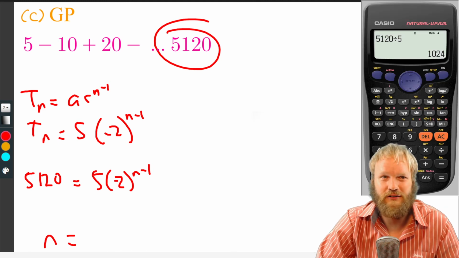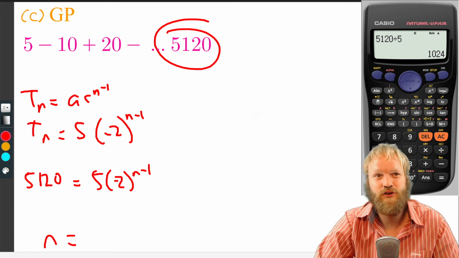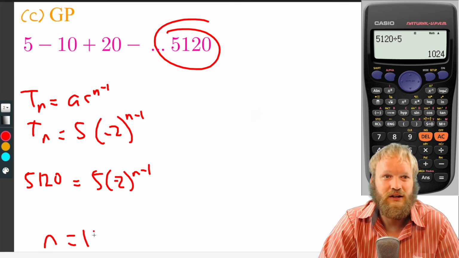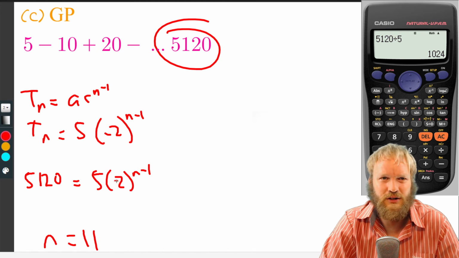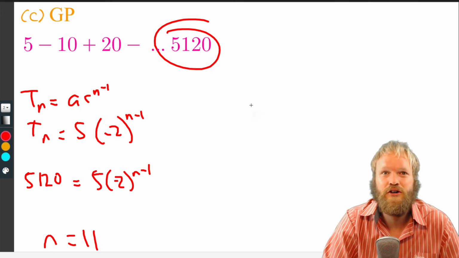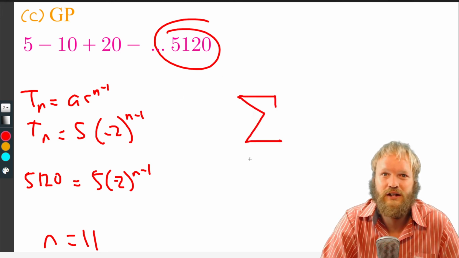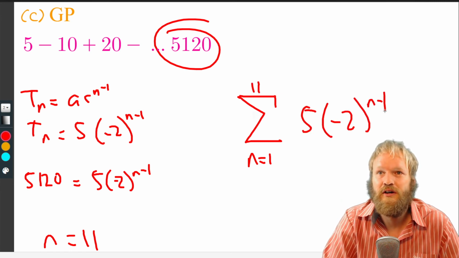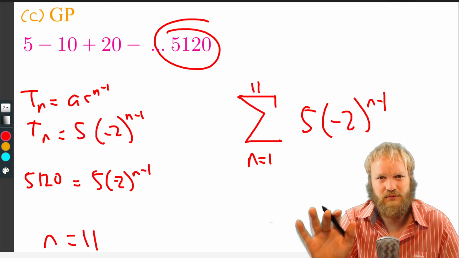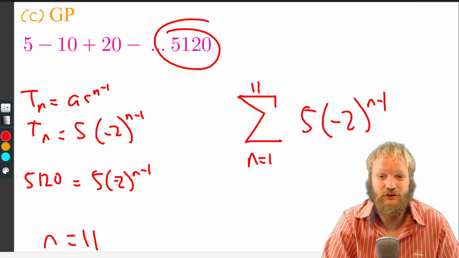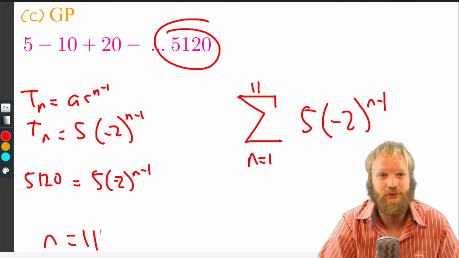So you did divide by 5 on both sides, right? You got 1024. So 2 to the power of what gives you 1024? It was 10. So n minus 1 is 10, so n should surely have been 11. And it was an even power, so the negative became a positive. Okay, so that was n. Once we've got that, we've got everything we need. The sum from n equals 1 up to 11 of 5 times (-2)^(n-1). Feeling okay? Does it feel like we've done this type of question numerous times? You're given the last term, you need to work out what n is.